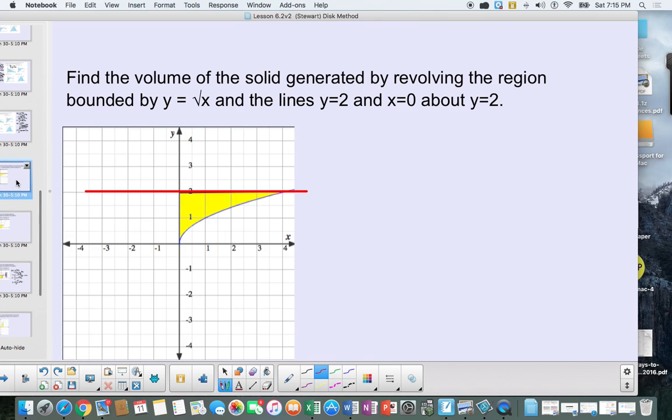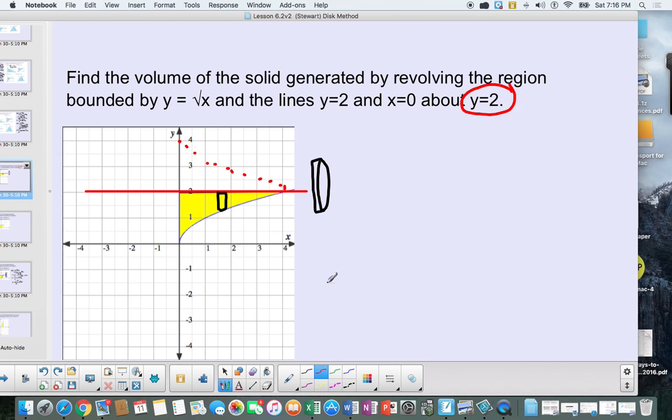Let's move on to finding volume revolved around something other than the x or y axis. So I'll try to revolve around y equal to 2. So that I can see the solid a little better, I'm going to reflect. And so I can get the feeling of what the solid looks like, I'm going to go ahead and draw my rectangle, which creates my disk.